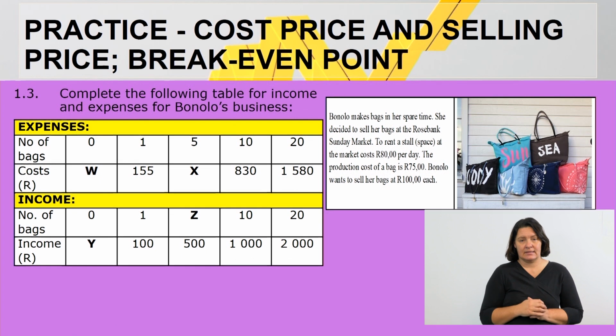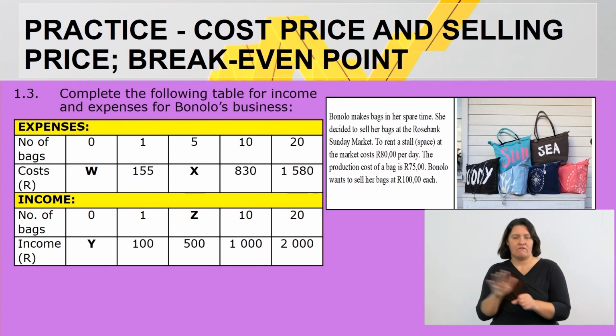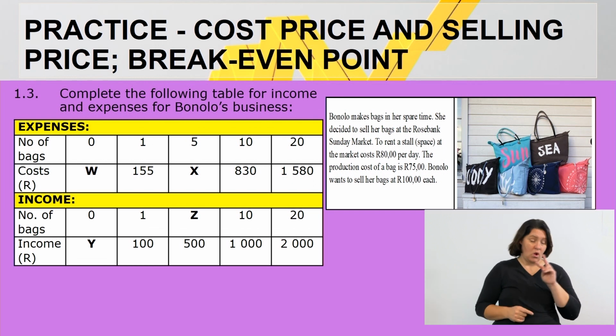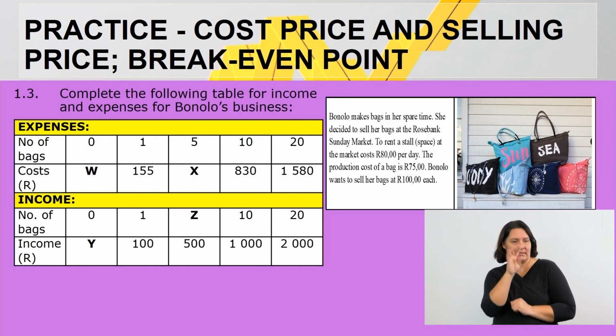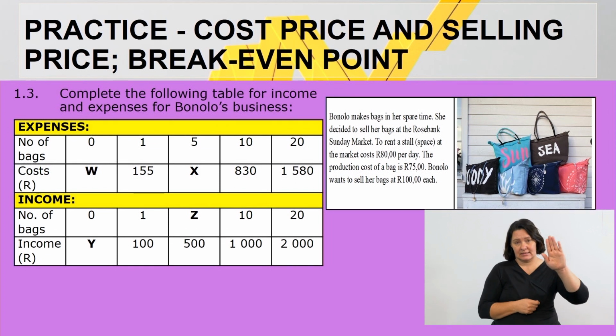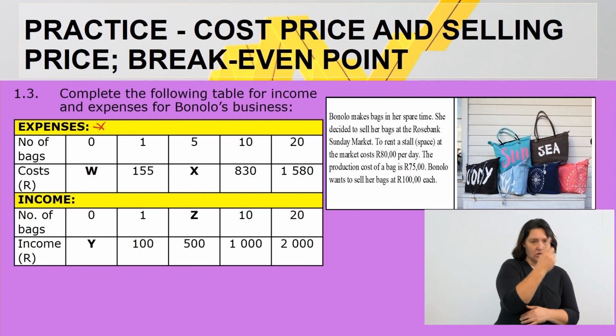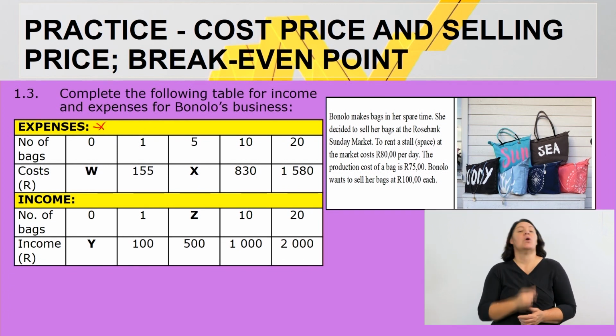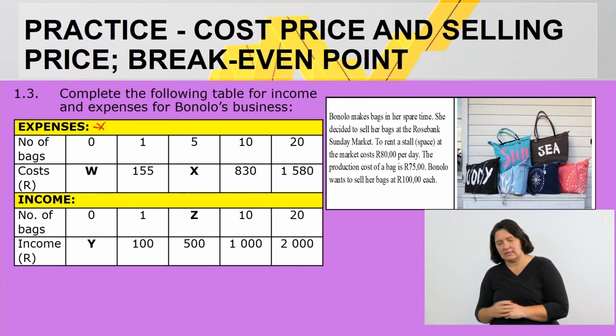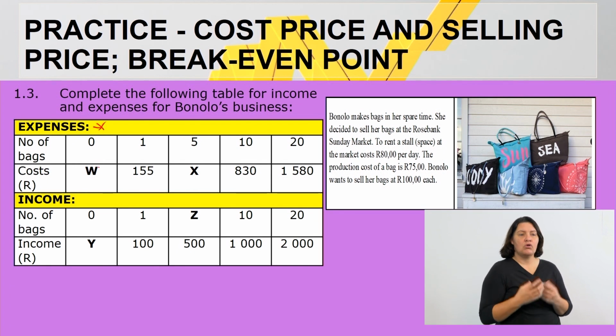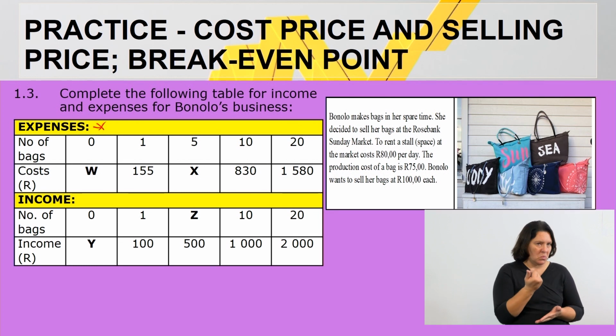Question 1.3. It says, complete the following table for income and expenses for Bonolo's business. On our right-hand side, we still have all the information given to us. Please note what's happening with the table. First, I listed the expenses on top, and thereafter I listed all the income. Normally it's the other way around. It's important for you to familiarize yourself first before you answer a question. Looking at the expenses, I have number of bags: 0, 1, 5, 10, 20. Then I'm looking at the cost in Rand. Here, W, that's a missing value.